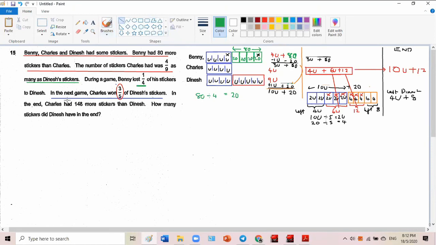In the end, Charles had 148 more stickers than Dinesh. Then they ask how many Dinesh had. I don't really care about that yet, I need to find what the unit is. Finally, I ran out of space.